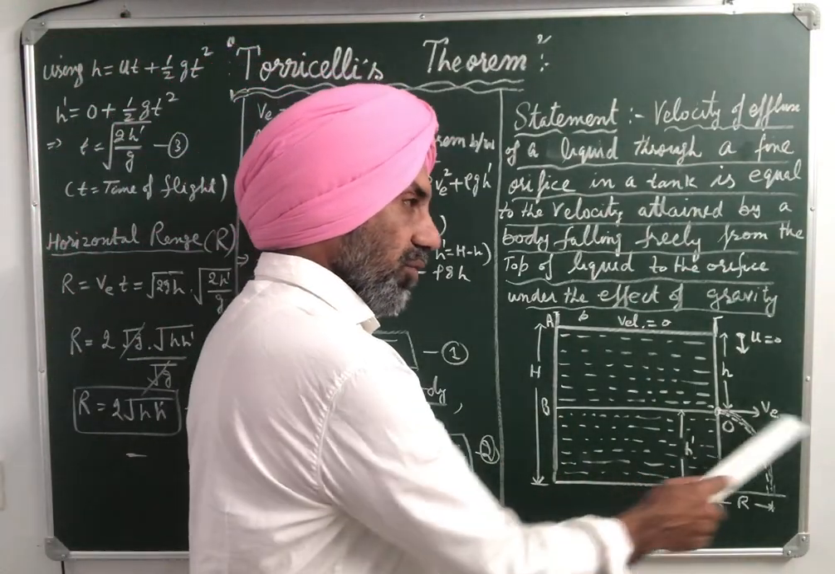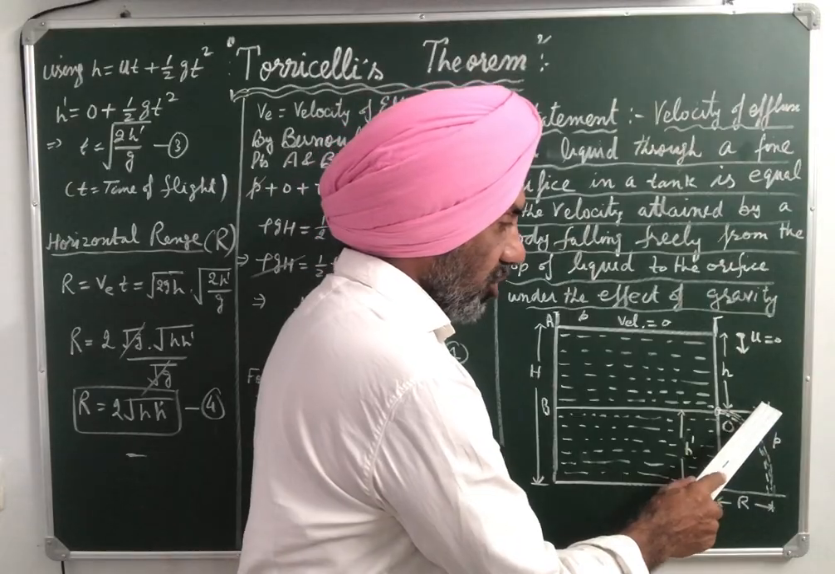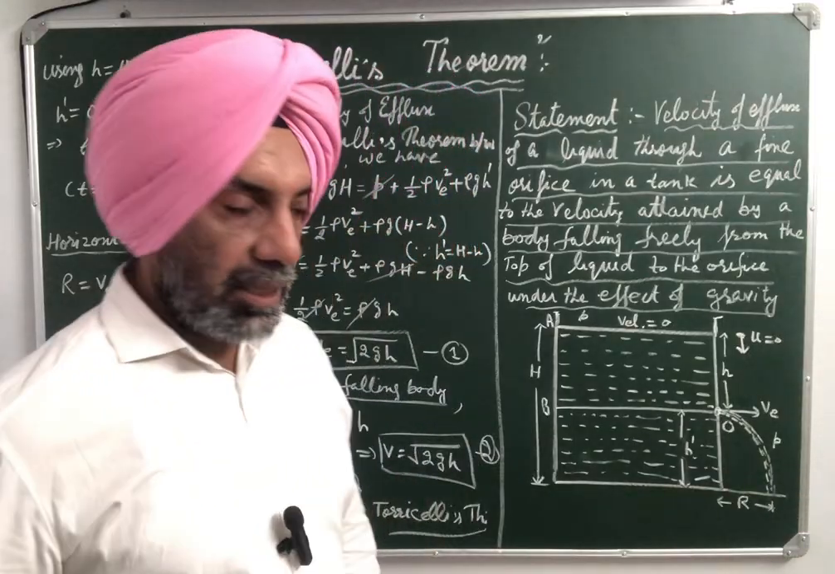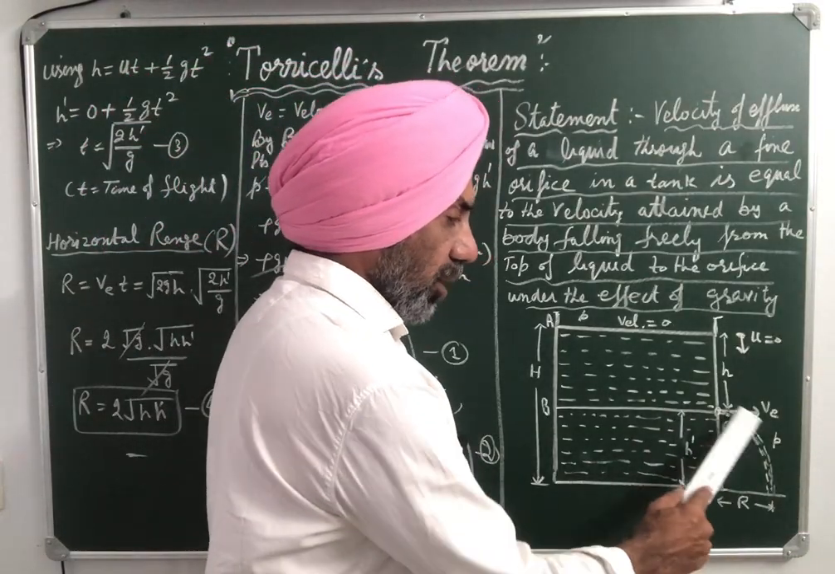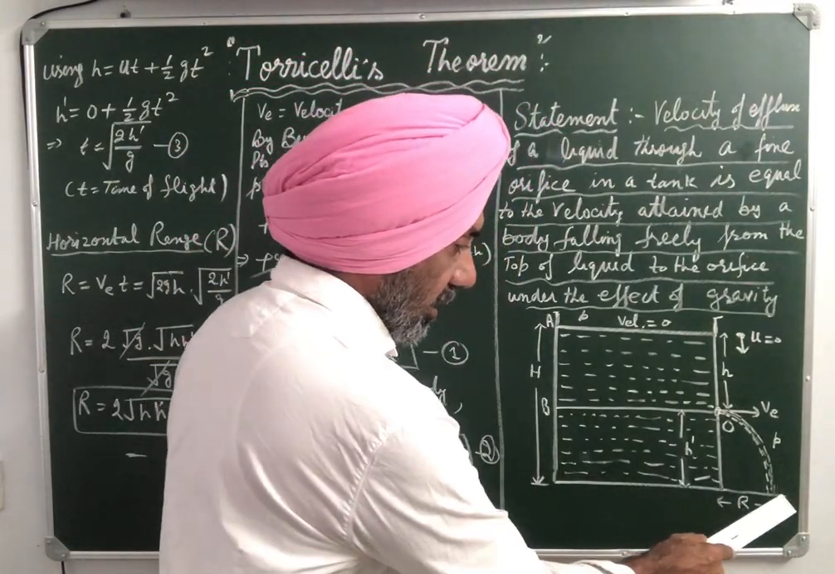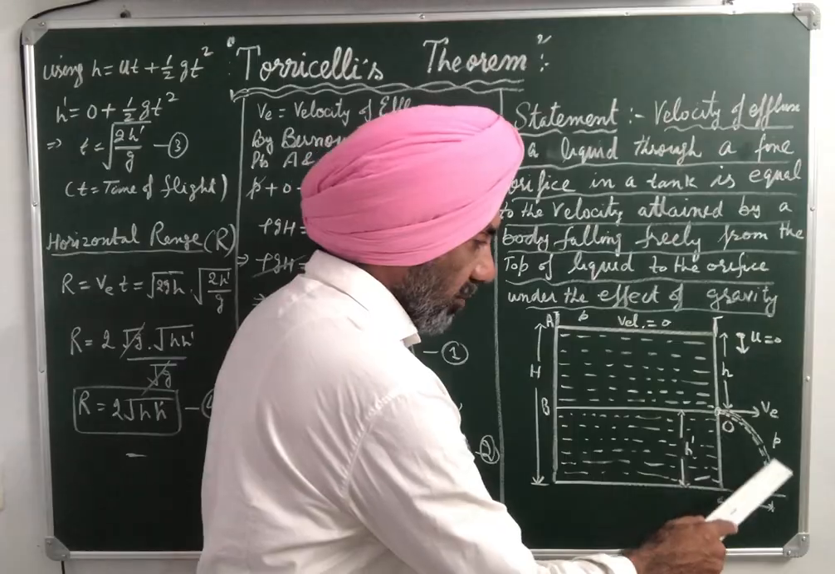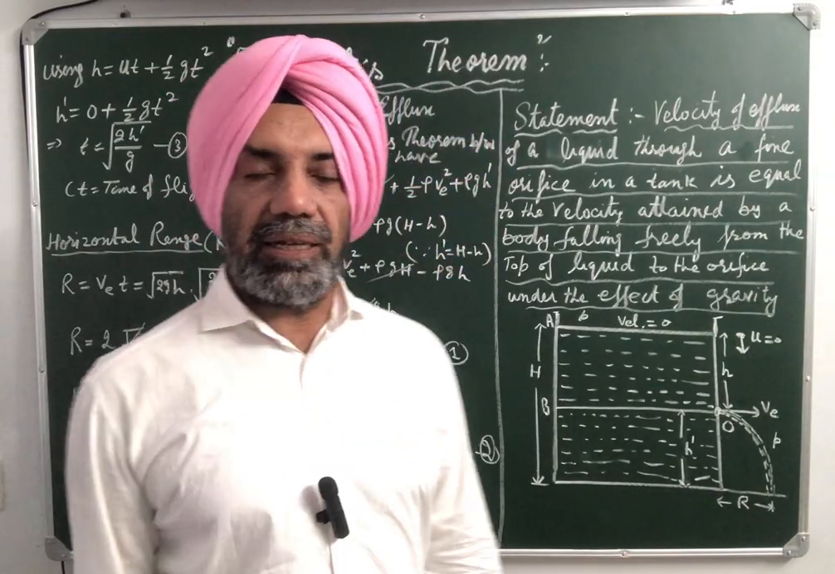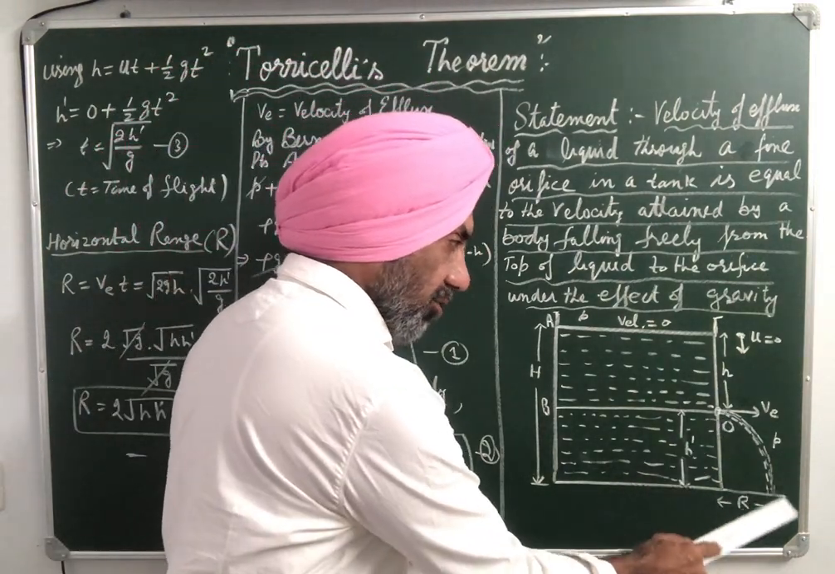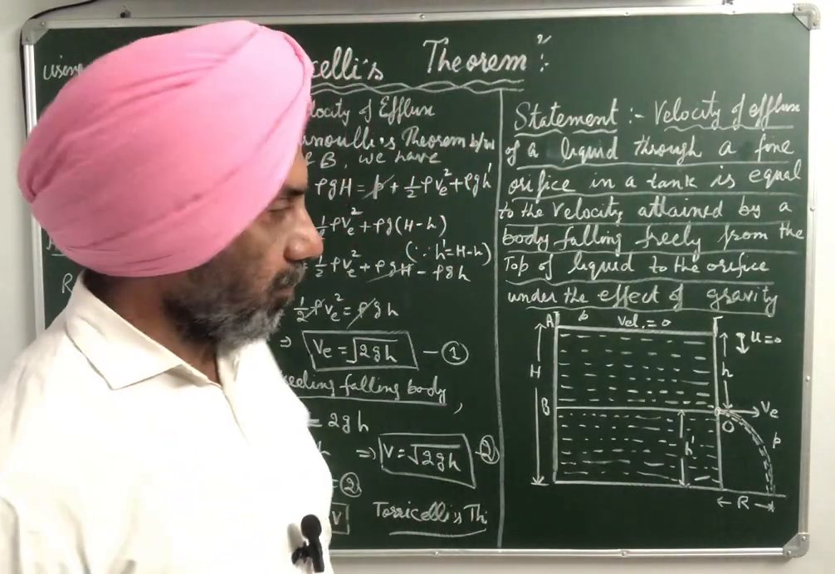When this orifice is open, liquid starts coming out with the velocity known as the velocity of efflux, VE. P is the atmospheric pressure outside. Then the liquid follows a parabolic path like a projectile. It strikes the ground, and the distance of the point where the liquid strikes the ground from the bottom of the tank is known as the horizontal range, and the time taken by the liquid to reach the ground after coming through the orifice is known as the time of flight.